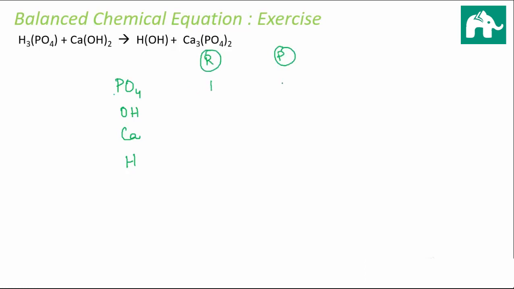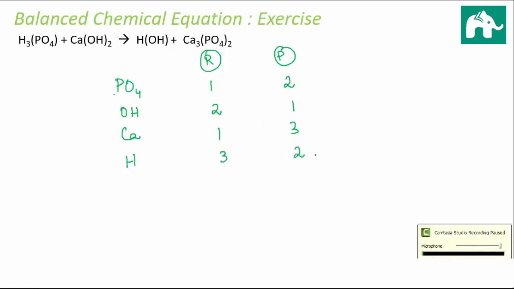For phosphate, we have 1 on the reactant side and 2 on the product side. For hydroxide, we have 2 on the reactant side and 1 on the product side. Calcium, we have 1 on the reactant side and 3 on the product side. And hydrogen, we have 3 on the reactant side and 2 on the product side. Right? Let's start. In order to balance phosphate, we multiply by 2 on the reactant side. So here we multiply by 2. The moment we do that, the number of hydrogen atoms also gets altered. So the hydrogen atoms become 6 on the reactant side.